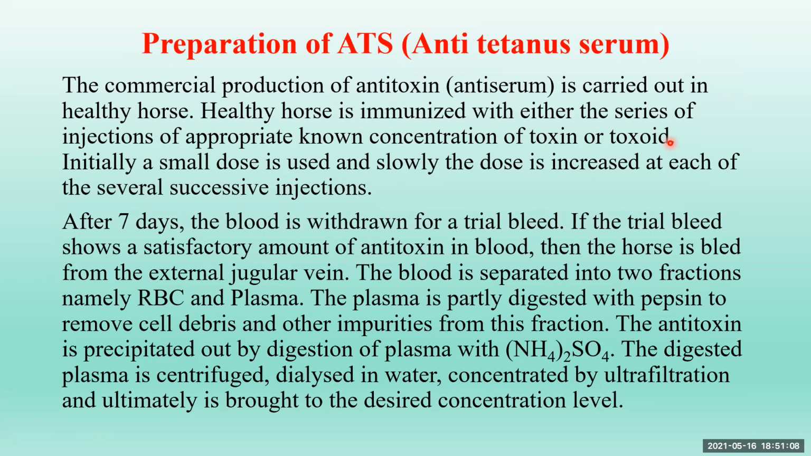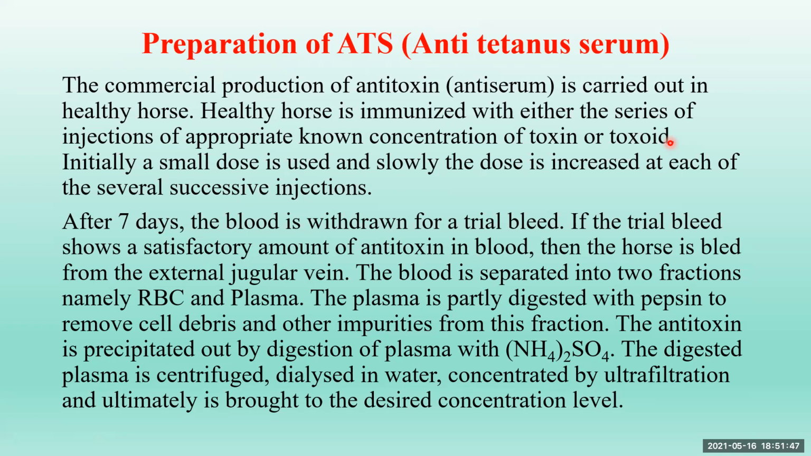Initially, a small dose of toxin or toxoid is injected, and slowly the dose is increased at each of the several successive injections. And then after 7 days, blood is withdrawn from the animal by trial bleed, and if the trial bleed shows a satisfactory amount of antitoxin in blood, then the horse is bled from external jugular vein. First, after 7 days, a small amount of blood sample is collected and testing is done. If sufficient antitoxin is present in the blood, then the horse is bled from external jugular vein. Then a lot of blood is collected.